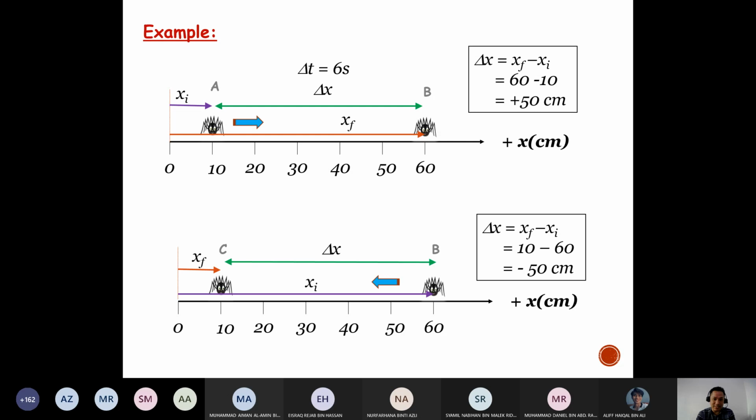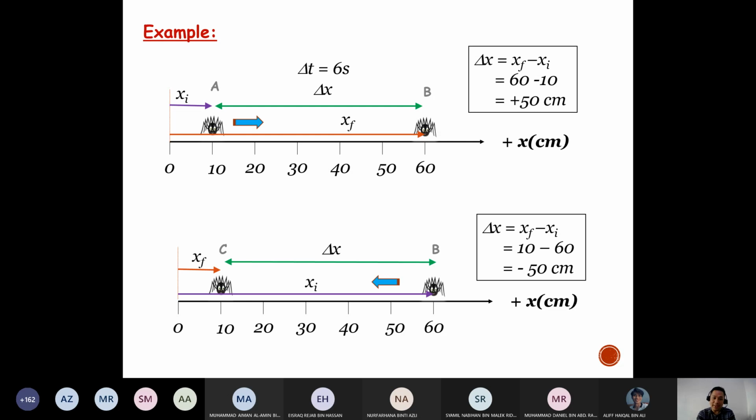Okay, it's displacement. What about the distance? In this case, the distance is also the same. From 10 to 60, the distance is also 50 cm, but we will not write it as positive, because as I mentioned, distance doesn't have direction, so it's just 50 cm, but the displacement is positive 50 cm.